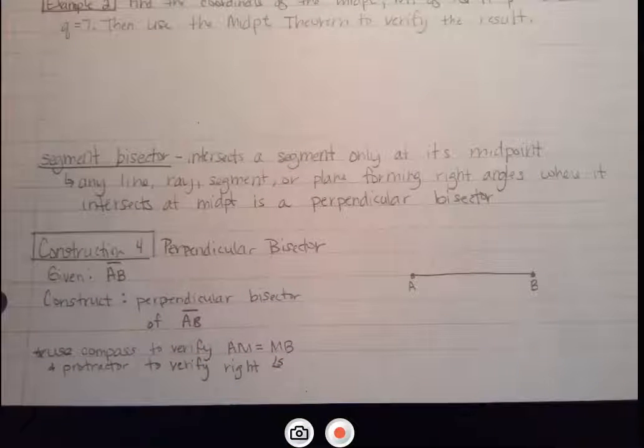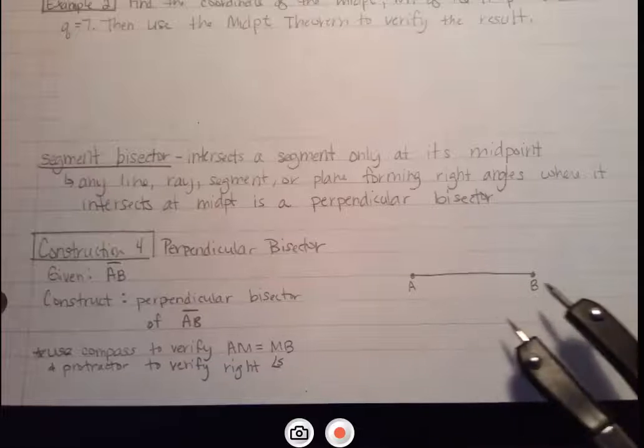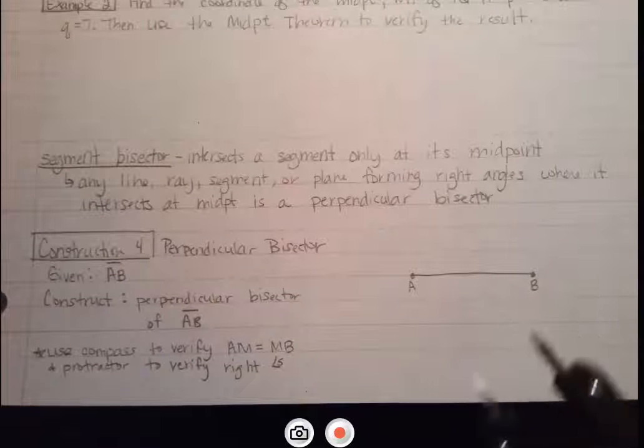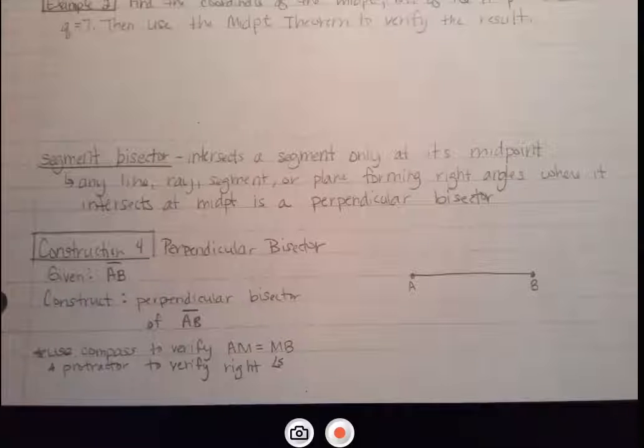Okay, so now that we're all back, we want to do construction 4, a perpendicular bisector. So if we're given segment AB, which is right here, we want to construct a perpendicular bisector of AB. All right, so we're going to use a compass to verify AM equals MB and a protractor to verify that we have right angles. It'll be okay. We'll trust you on this first one.